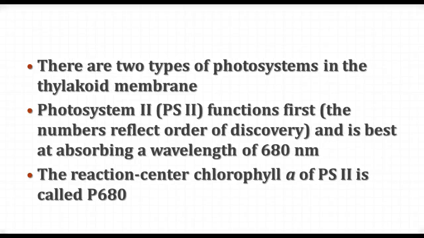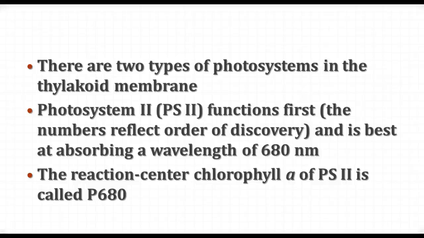Now, there are two kinds of photosystems in thylakoid membranes. There's photosystem 2, which functions first, and photosystem 1, which functions second. Photosystem 1 was discovered first, and when photosystem 2 was discovered, they named it photosystem 2, not realizing, I believe, at the beginning which one was activated first.